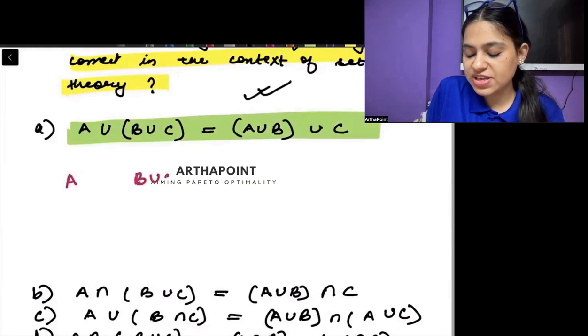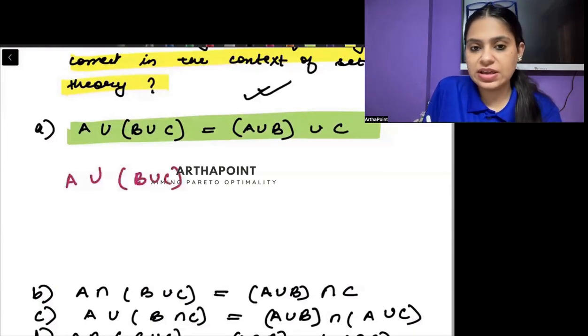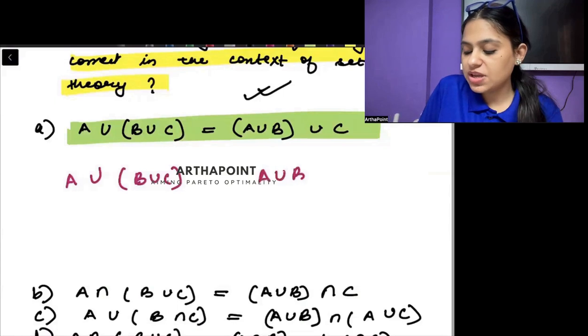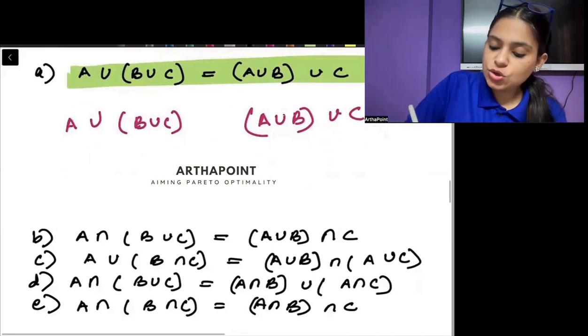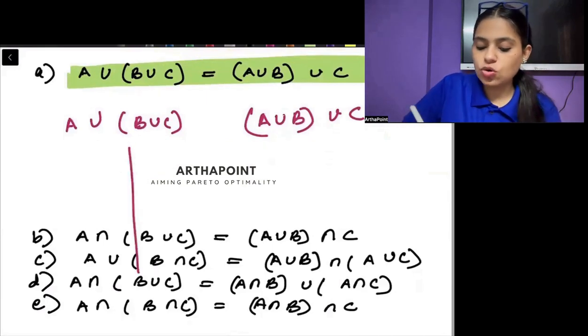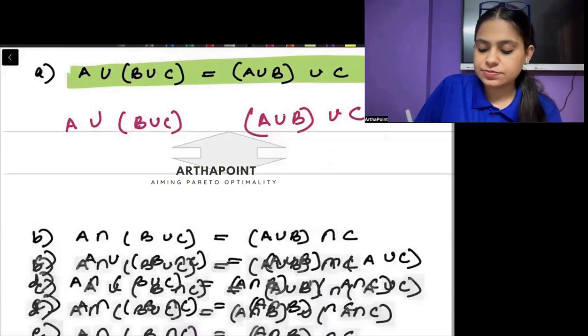Whether I do union of B and C and its union with A, or first I do the union of A and B and then the union with C, it should mean the same thing. You can also look at this through the Venn diagram.